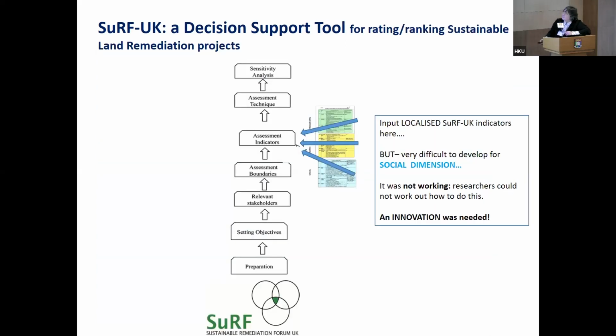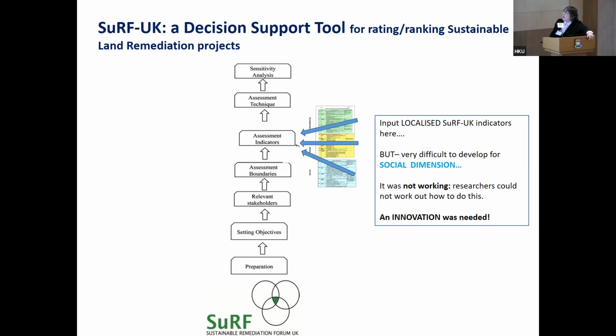So the entire process for SURF UK, a decision support tool for land remediation projects, is you prepare for your project, clarify the objectives of your project, and involve the relevant stakeholders. These can be international, they could be the investors, they could be the local ones, but one way or another, you should involve them all and give them some kind of way to understand each other's background at least. And then you decide the boundaries of your assessment, and then how you're going to measure and use indicators for them. And then you actually go ahead and use your techniques to do it.